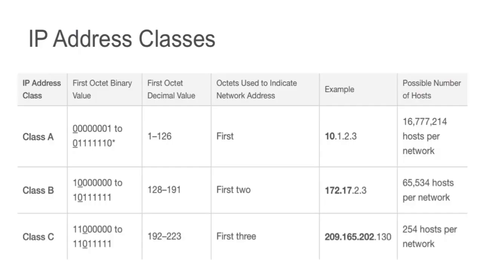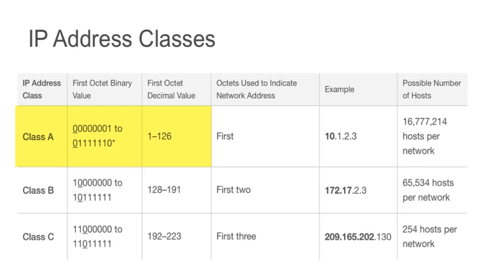IP addresses are broken into classes. Common classes are Class A, Class B, and Class C. While there is a Class D address space that's used for multicast, and a Class E address space used for research, we won't reference those in this video.